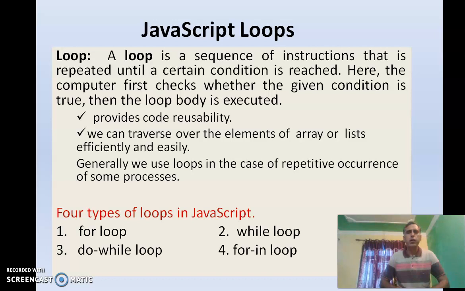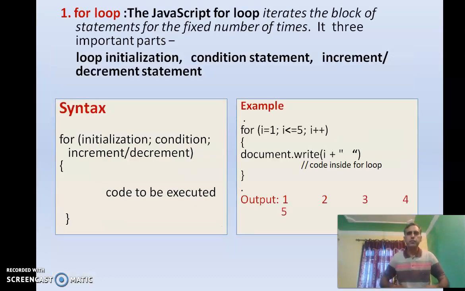There are four types of loops used in JavaScript. The first one is for loop, the second is while loop, the third is do while loop, and the fourth is for in loop. Let us first discuss for loop.